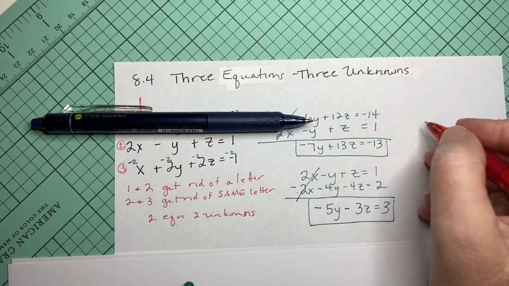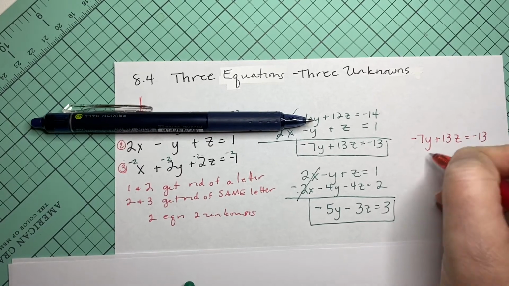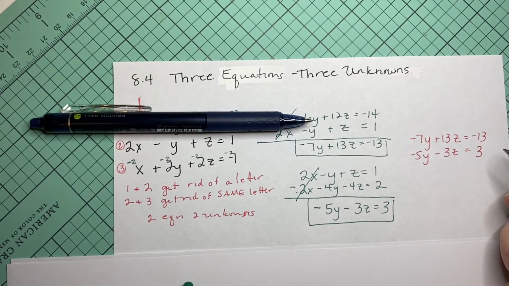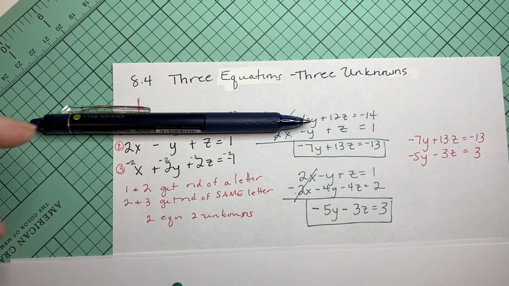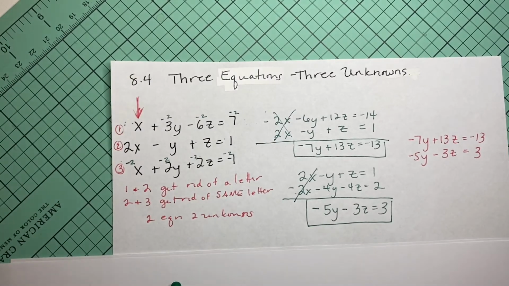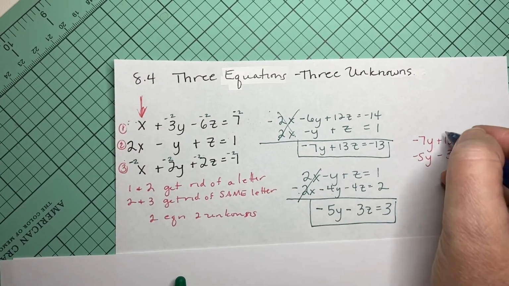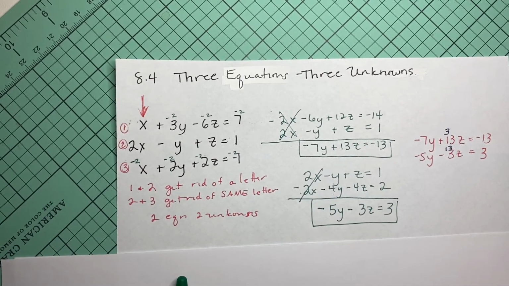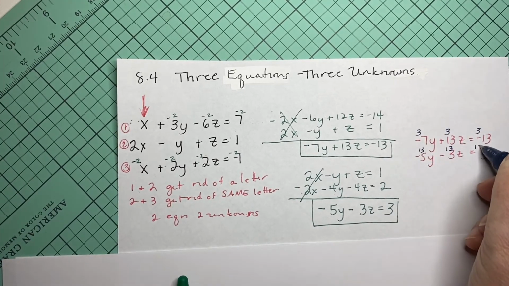So let's do these in red. So I'm just going to rewrite them again so we see them next to each other. And now it's a problem just like we had in 8.3. Okay, so now we got to look at them and decide which letter do we want to get rid of. I'm going to pick z only because they're already opposites. And so all I have to do is multiply this one by 3 and this one by 13, which is going to make them both the same number. So I just have to do the top by 3 and the bottom by 13.